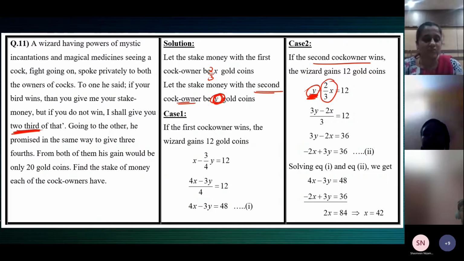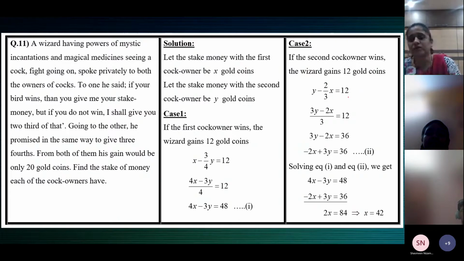And his net gain is 12 gold coins. So this is what the winner gives the wizard. This is what the wizard pays the loser. Telling you again. This is what the wizard gets from the winner.